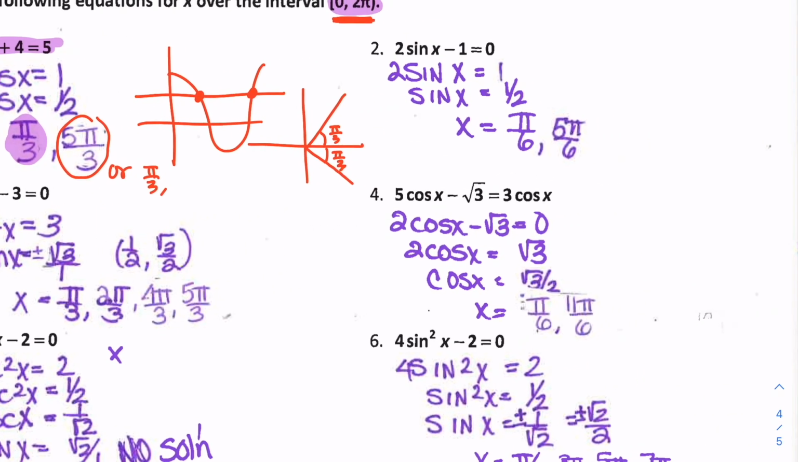Same thing, sine equals 1/2. Sine equals 1/2 from 0 to 2 pi. We have here and here two angles, and the reference angle is pi over 6.